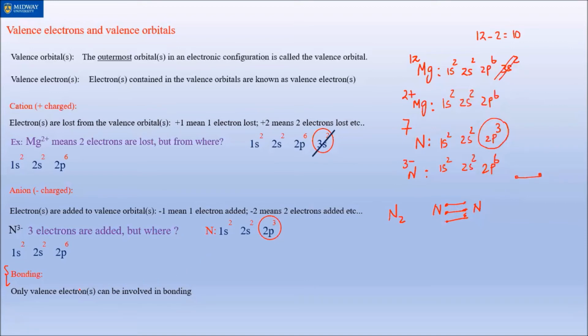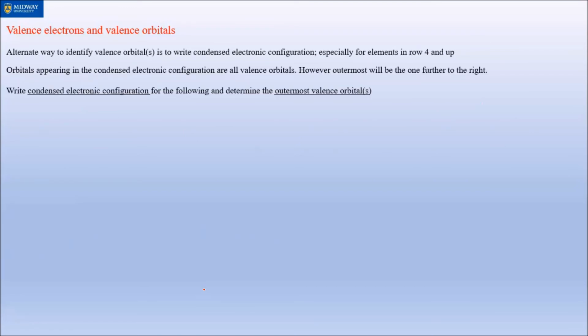So bonding only happens between the valence electrons of each element that are involved in bonding. This is something I want you to remember, but not necessarily go into depth at this point. There are alternate ways to determine valence orbitals and valence electrons. One of them is to write your condensed electronic configuration. Once you write it, whatever orbitals are left in the condensed configuration are basically your valence orbitals, and the electrons contained in them are valence electrons.